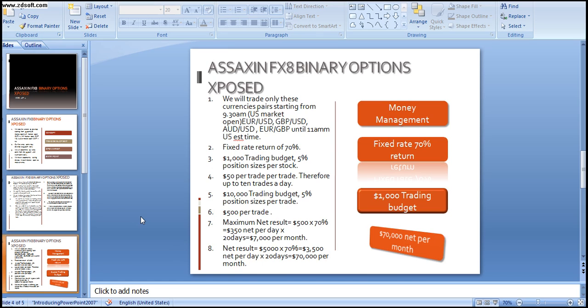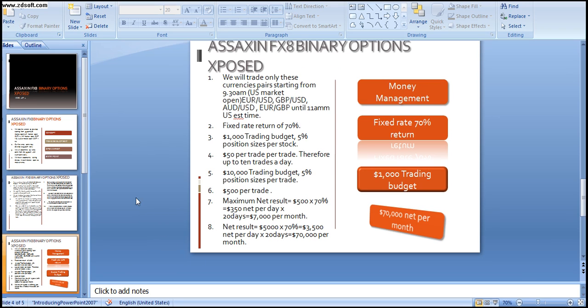So we will trade only these currency pairs starting from 9:30 a.m. US market open. We will trade the euro against the US, the pound against the US, the Australian dollar against the US, and the euro against the pound until 11 a.m. US Eastern Standard Time. So what we recommend is, if there is a fixed rate of 70%, if you have a $1,000 trading budget, we recommend that you trade only 5% of your budget, therefore $50 per trade. Therefore, you have the capacity to make up to 10 trades per day.